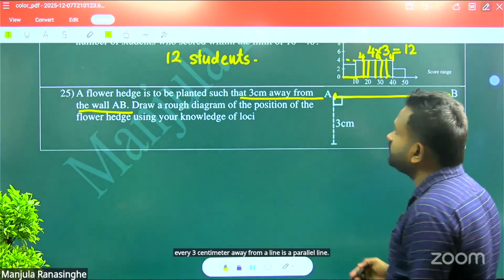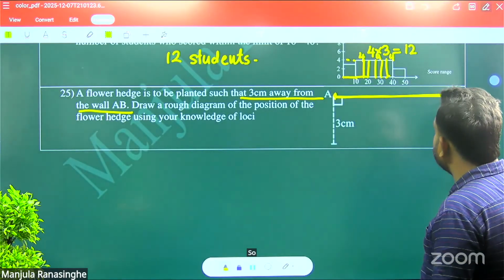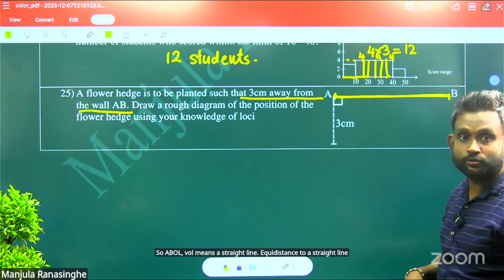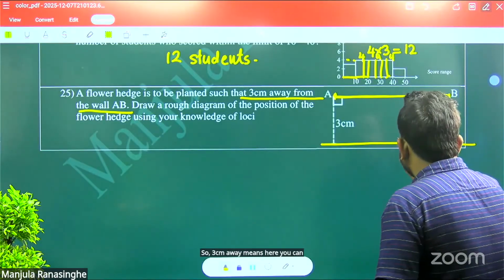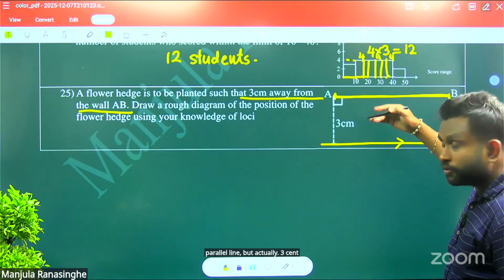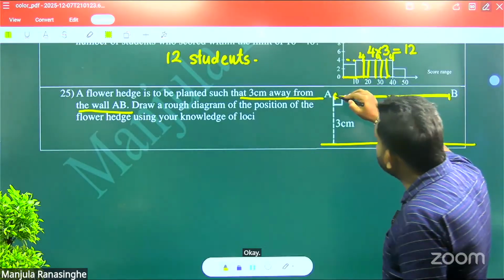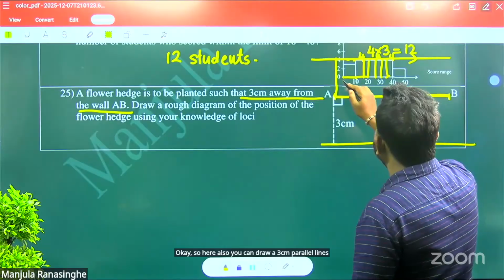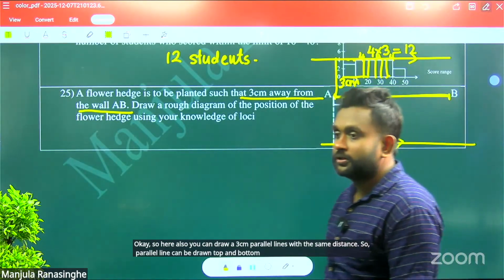Okay, draw a rough diagram to show the position of the flower hedge. AB is a wall. Wall means a straight line. Equidistant to a straight line is a parallel line to that. So 3 centimeters away means you can make a parallel line here, but actually the 3 centimeters can be drawn from this side as well as the top side. Here also you can draw a parallel line with the same 3 centimeter distance. So a parallel line can be drawn on top and bottom if you know it precisely.